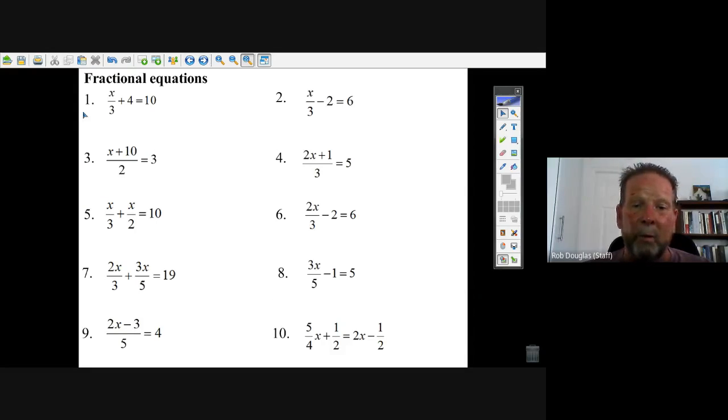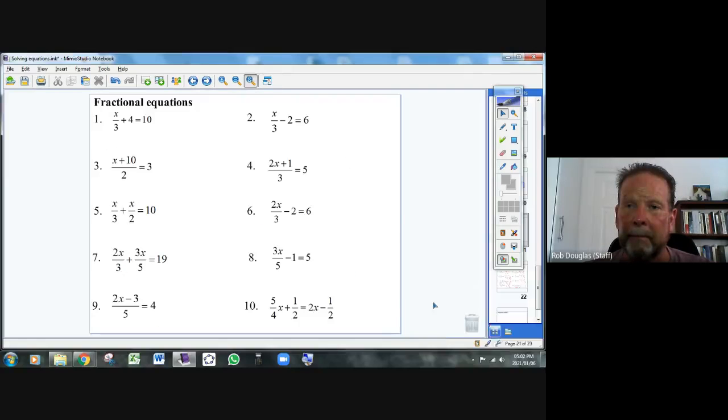And we've got fractional equations. They're not hard, but you can always multiply by that denominator. Or if there's two numbers, you multiply by the least common multiple. So they're pretty straightforward questions, but hopefully you'll be able to do them. Okay.